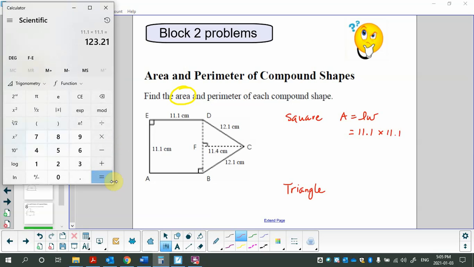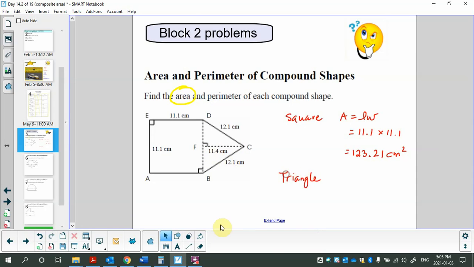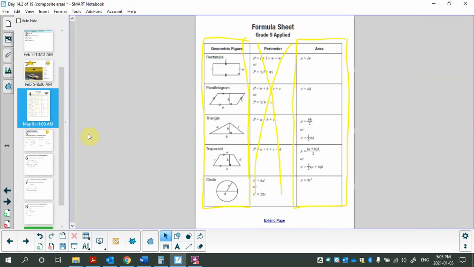And write it down. So 123.21. 123.21. These are all centimeters, so this is centimeters squared for a two-dimensional shape. The next thing I want to do is deal with the triangle that's sitting right here. And if I check my sheet, the triangle is here, and I would use the top one, which is area equals base times height divided by 2.